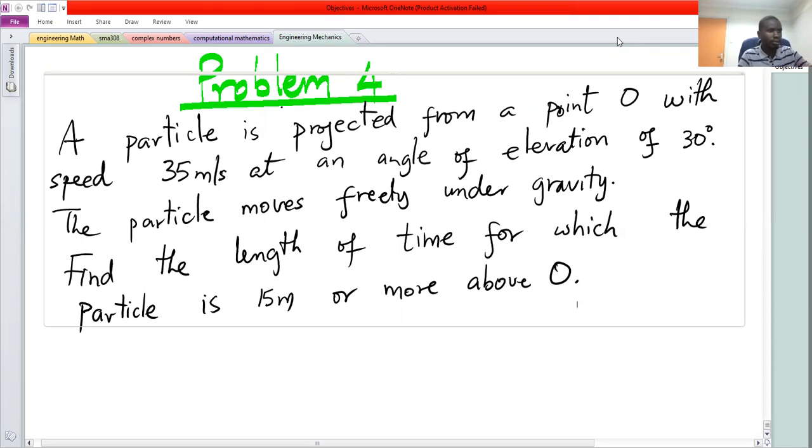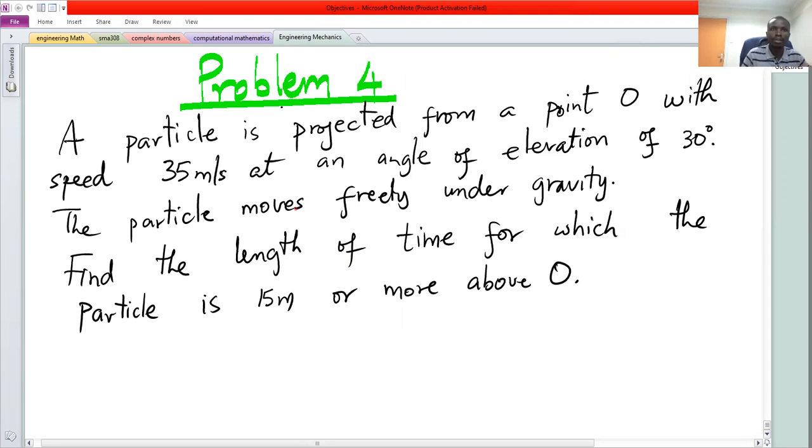This session, you're also going to solve a problem testing on projectiles. And the problem reads: a particle is projected from a point O with speed 35 meters per second at an angle of elevation of 30 degrees. The particle moves freely under gravity. Find the length of time for which the particle is 15 meters or more above point O.